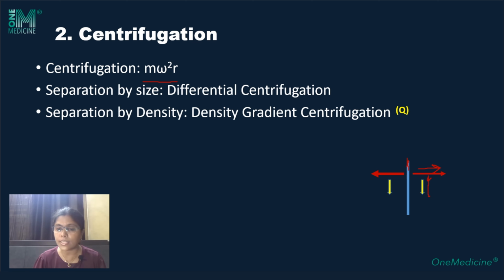Now this density gradient centrifugation I have given in a yellow colored question. This is a common catch question in the viva. Which type of centrifugation is used for subcellular fractionation? It is density gradient centrifugation.